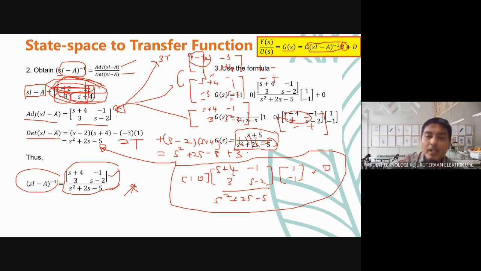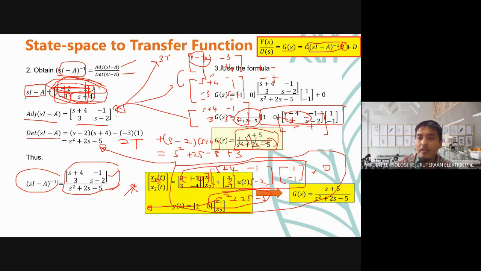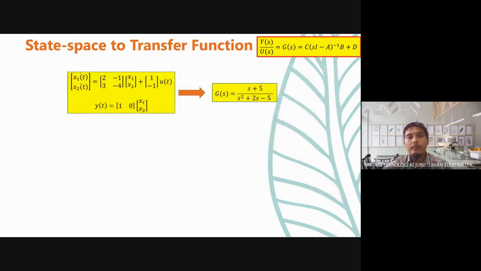In order to calculate this formula, you can take out this one because it is not involved at all in the matrix calculation. So you just need to calculate all the matrices first. That's why in this note, I take out 1 over S square plus 2S minus 5. So you just need to focus on this. All right, so this is the answer for this example. So in conclusion, this is your state space after you apply this formula, and this is your transfer function.